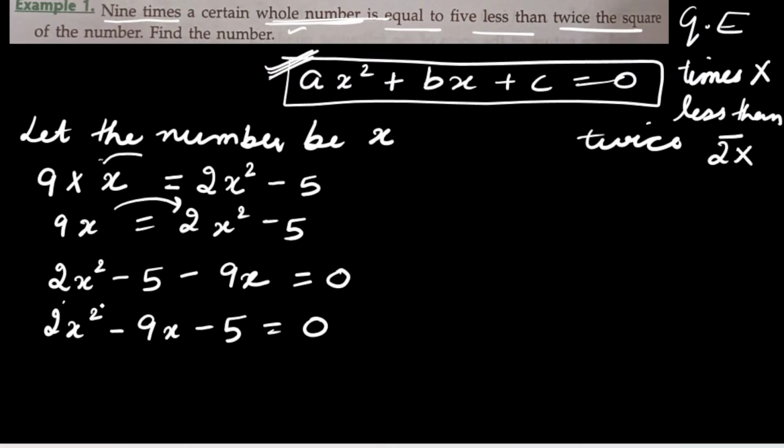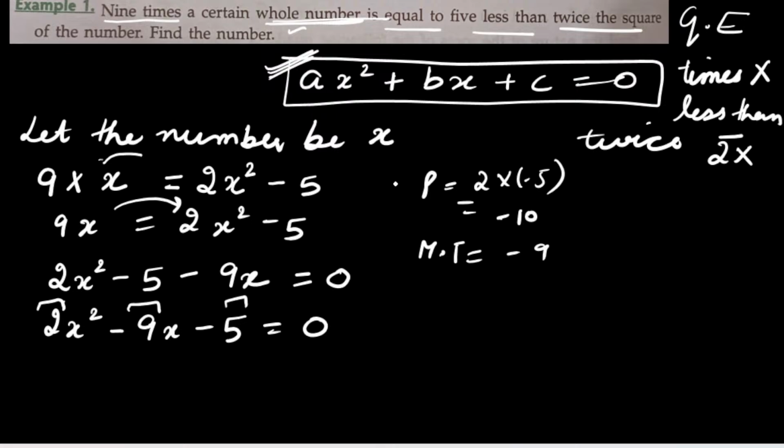First of all, the product of first and last. The product of first and last is 2 into minus 5, which equals minus 10. And the middle term is minus 9. So the first term is 2, the last term is minus 5. Now I have to split the middle term into two factors such that the product is minus 10 and their addition is minus 9. So what will be the factors? 2x square minus 10.